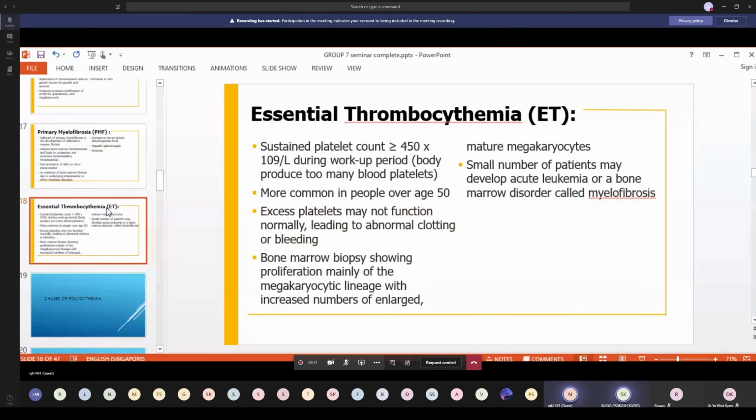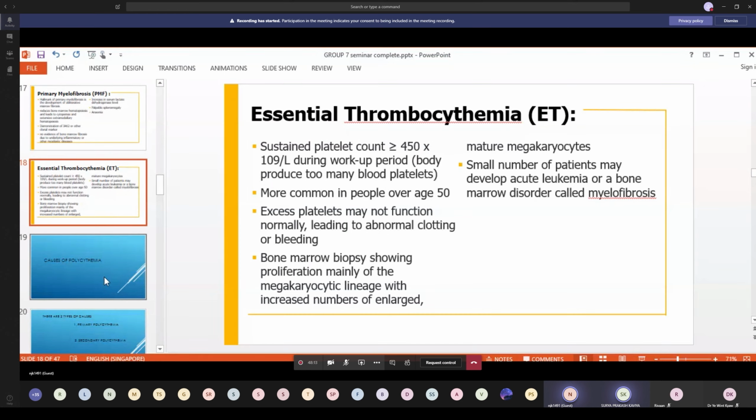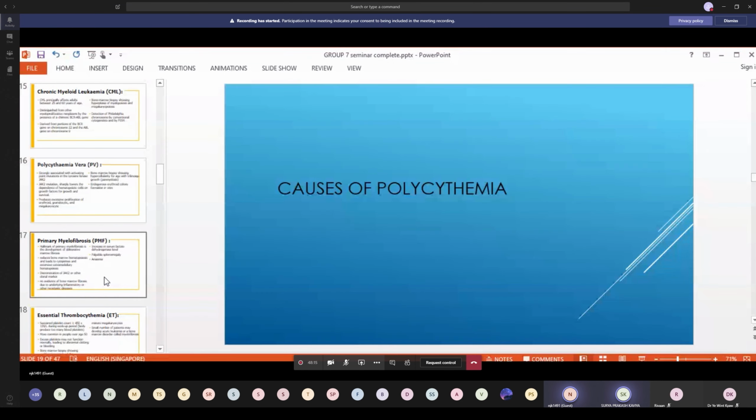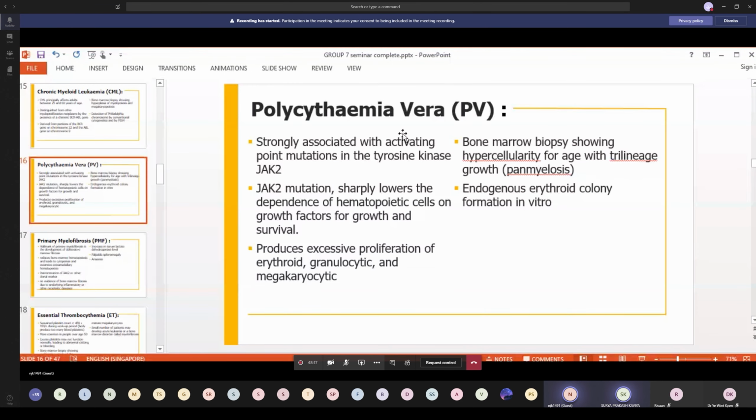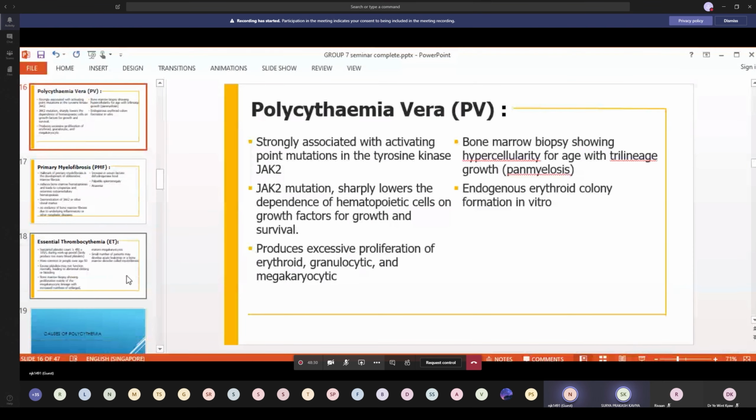Next, we have what causes polycythemia? Polycythemia vera. Remember this slide. JAK2 mutation, and this is the cell lineage. The next speaker will explain further.